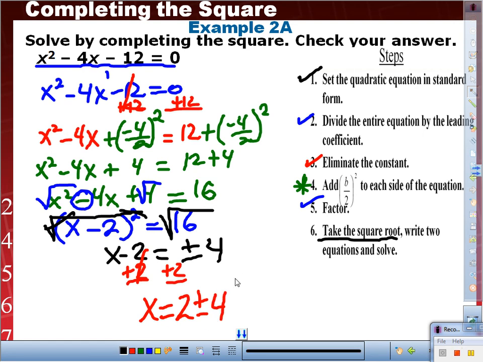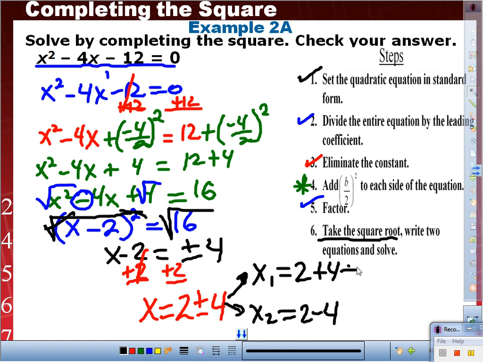Let's write our two equations. X sub 1 equals 2 plus 4, and x sub 2 equals 2 minus 4. So my roots are 6 and negative 2. Solution, x-intercept, root, zero.